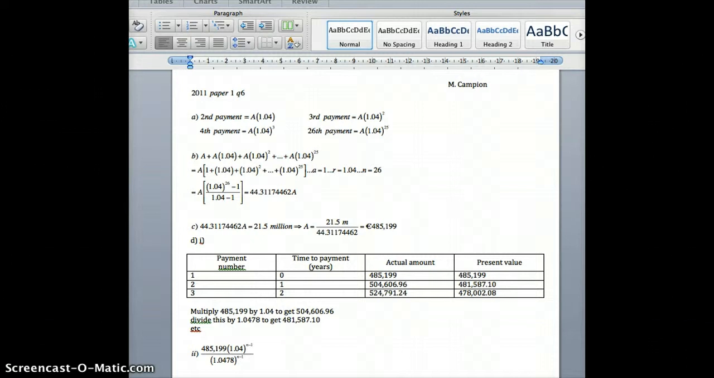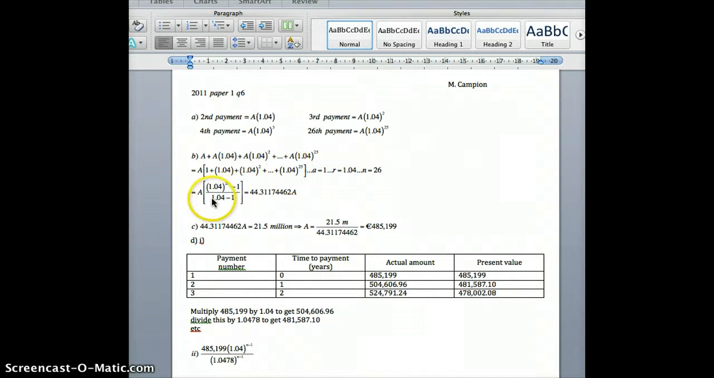To get all these payments into one figure in terms of A, just add them all together. Take out your factor of A, as I've done here, and then you're left with 1 plus 1.04 all the way up to 1.04 to the 25. And as usual, that's a geometric series. First term is 1, I should say. R is 1.04, and the number of terms is 26.